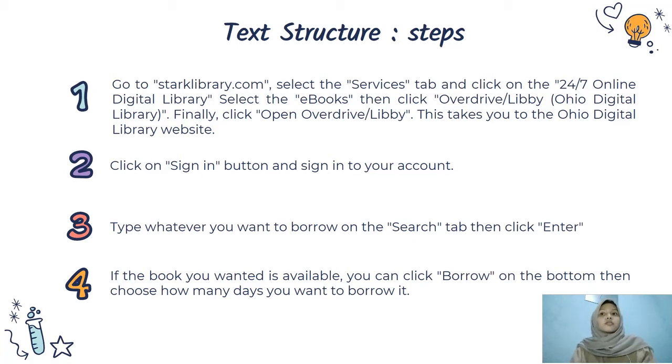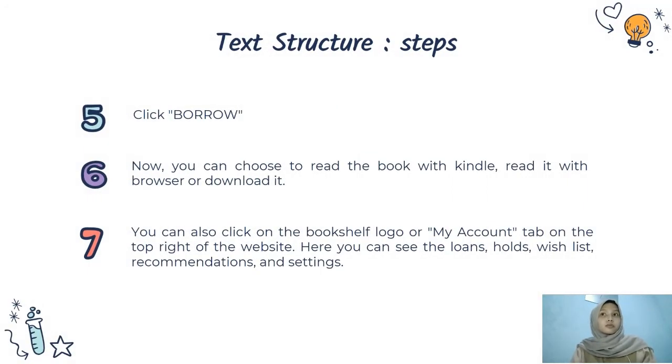Step 4. If the book you want is available, you can click Borrow on the bottom, then choose how many days you want to borrow it. Step 5. Click Borrow. Step 6. Now you can choose to read the book with Kindle, read it with browser, or download it. Step 7. You can also click on the bookshelf logo or My Account tab on the top right of the website. Here you can see the loans, holds, wishlist, recommendation, and settings.